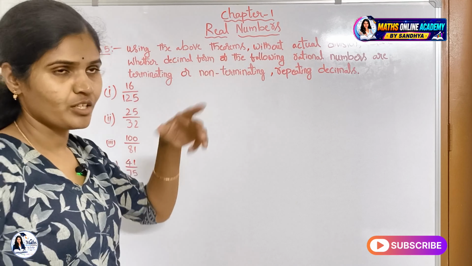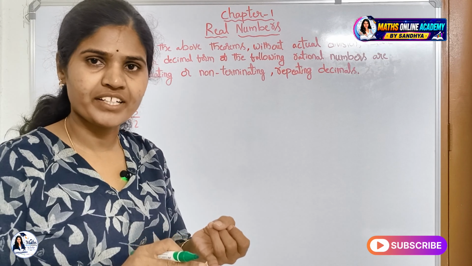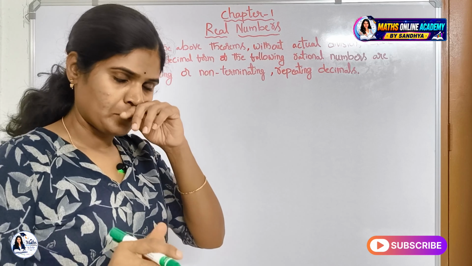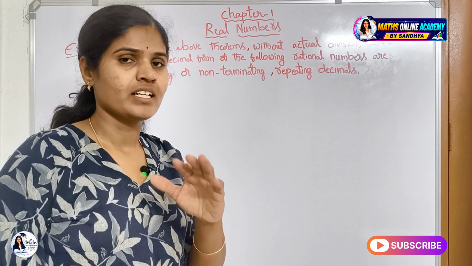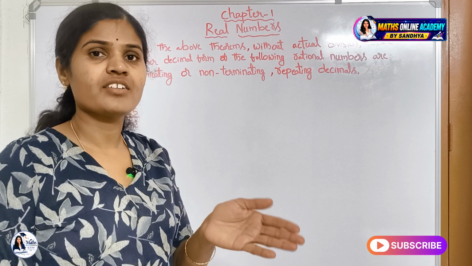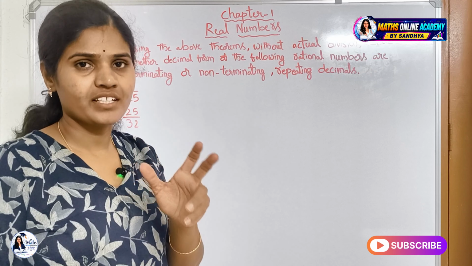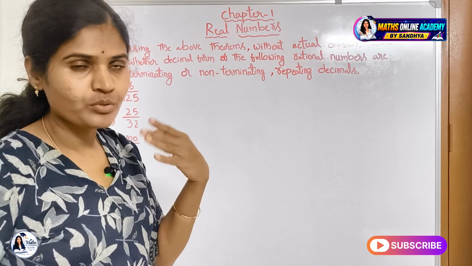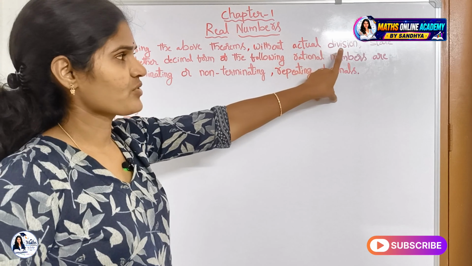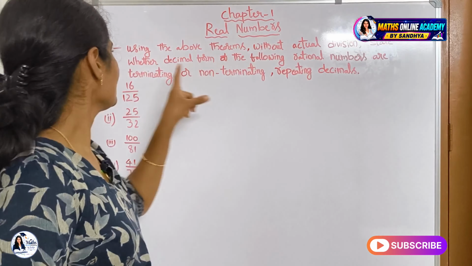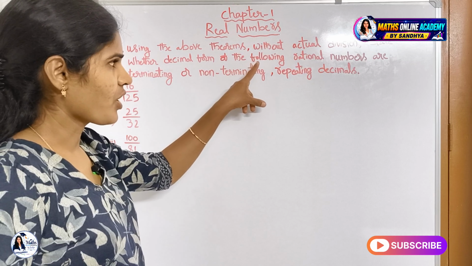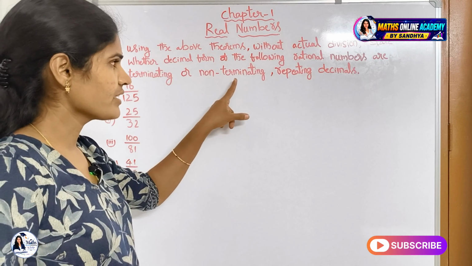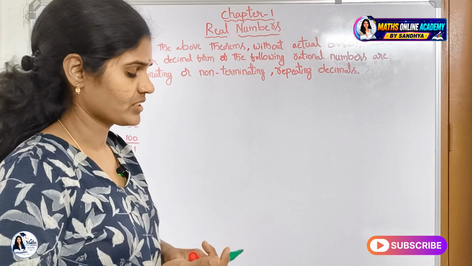Using the above theorems. Above theorems means we solved theorems 1.3, 1.4 and 1.5, based on rational numbers, terminating decimals or non-terminating decimals, and the condition of terminating and non-terminating. So, using the above theorems without actual division, state whether the decimal form of the following rational numbers are terminating or non-terminating repeating decimals.